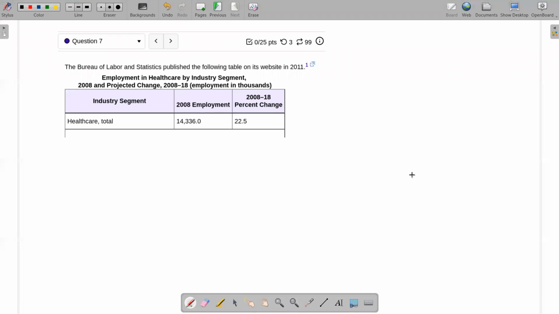All right, so question number 7, homework 3.3. Things to note: this employment in thousands is important because that means this number right here is 1,000 times bigger than it appears. So that's really 14,336,123, because of the "in thousands" up there.